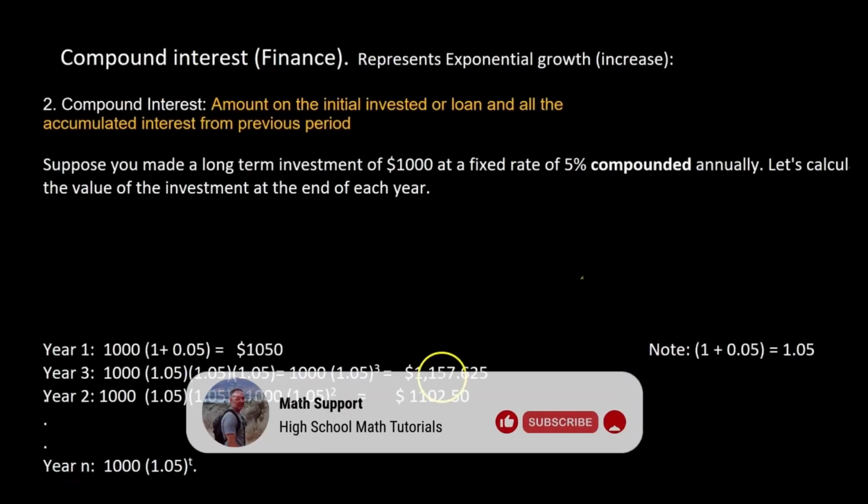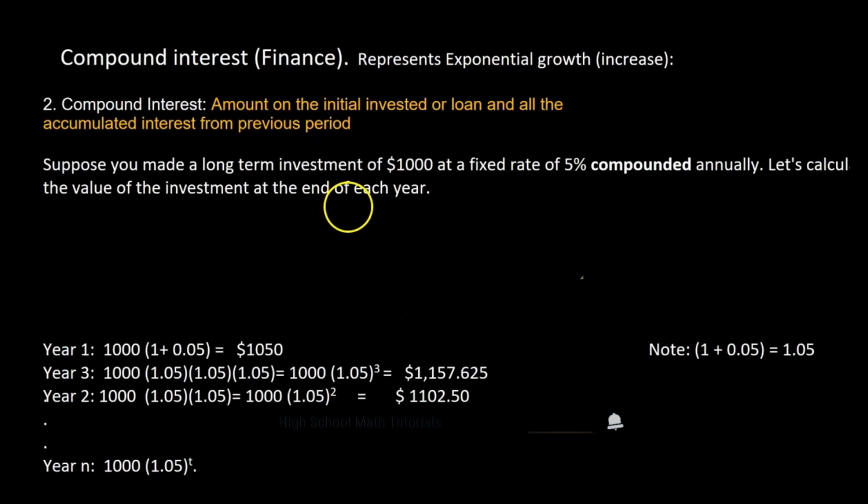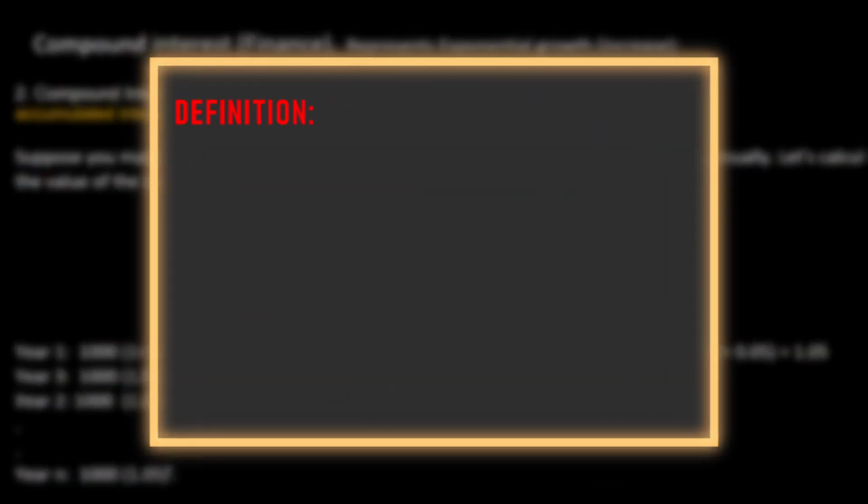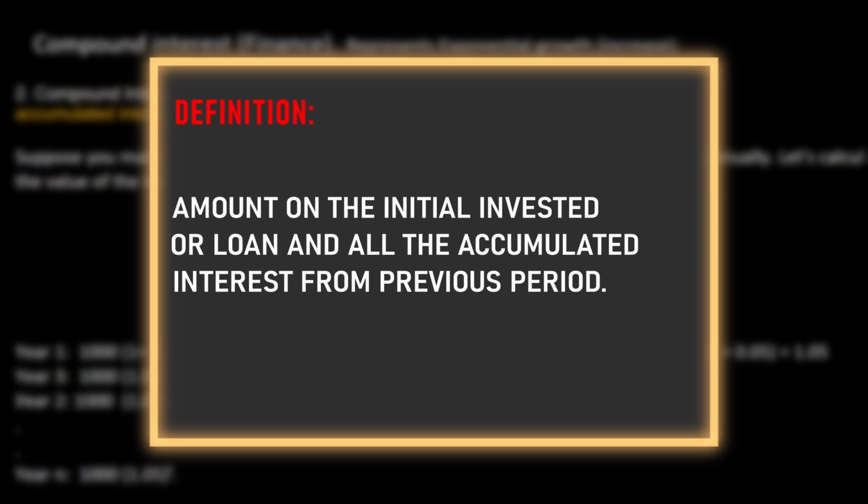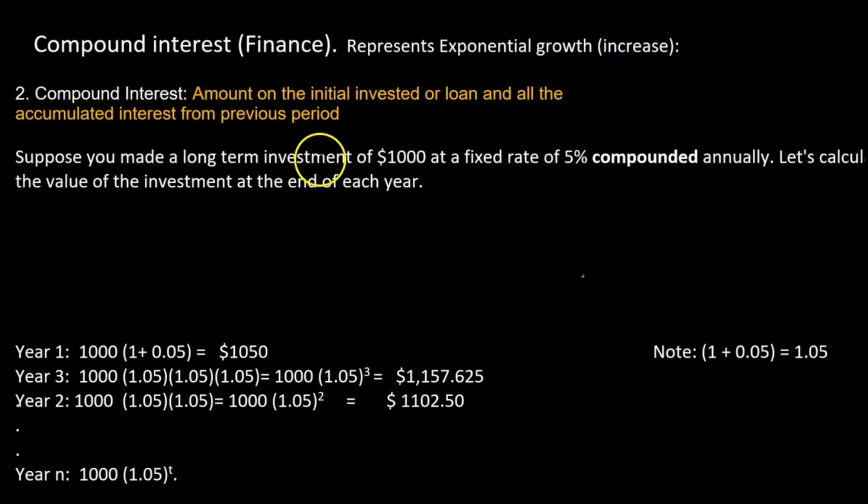Welcome back. So here is another topic, compound interest. Let's continue with that. We did simple interest in the last lesson. So this lesson, we're going to deal with compound interest. So what was the definition of compound interest? Just a reminder, it is interest on the initial invested or loan amount and all the accumulated interest from the previous periods. That's what the compound interest definition is.